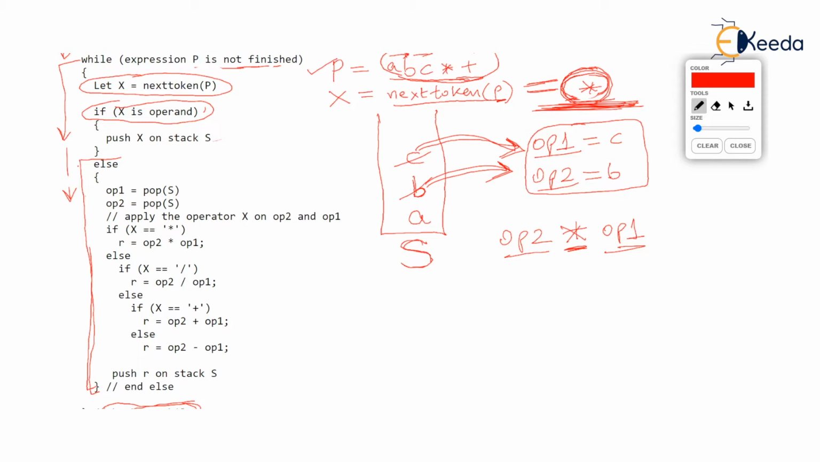And you really see that this is B into C. op2 is B and op1 is C. And we will load this answer in R. One more variable we will take. R will become B into C.